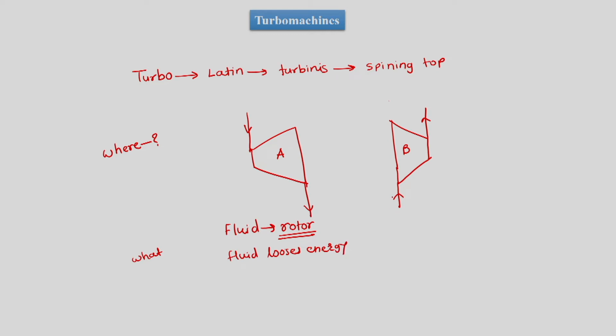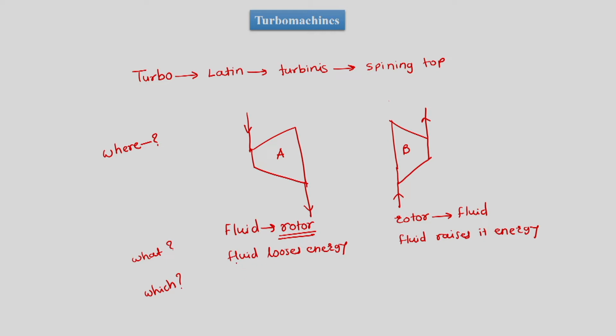And in the other case, where is the energy going from? Suppose system B has energy which is coming from the rotor to the fluid. Energy is going from the rotor to the fluid, and in this case the fluid raises its energy. So which are the components which deal with this energy interaction?